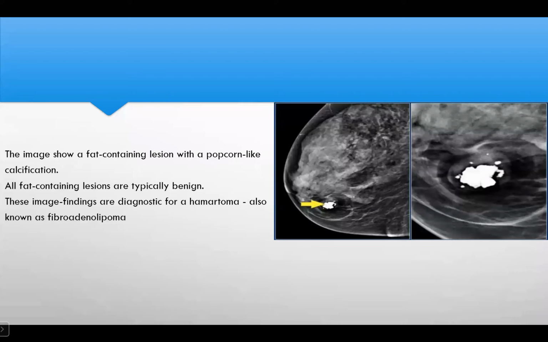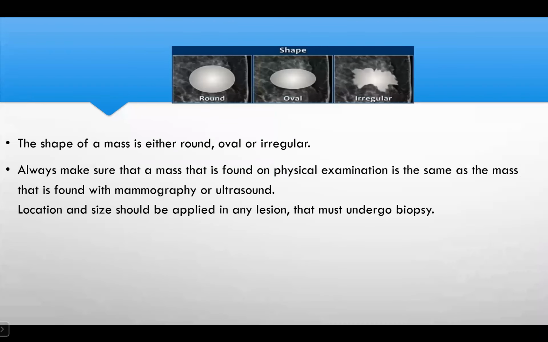As we are seeing in this mammogram, the image shows a fat-containing lesion with popcorn-like calcification. All fat-containing lesions are typically benign. These image findings are diagnostic for hamartoma, also called fibroadenolipoma. The shape of the mass is either round, oval, or irregular. Always make sure that the mass found on physical examination is the same as the mass found on mammography or ultrasound. Location and size should be applied in any lesion that must undergo biopsy.